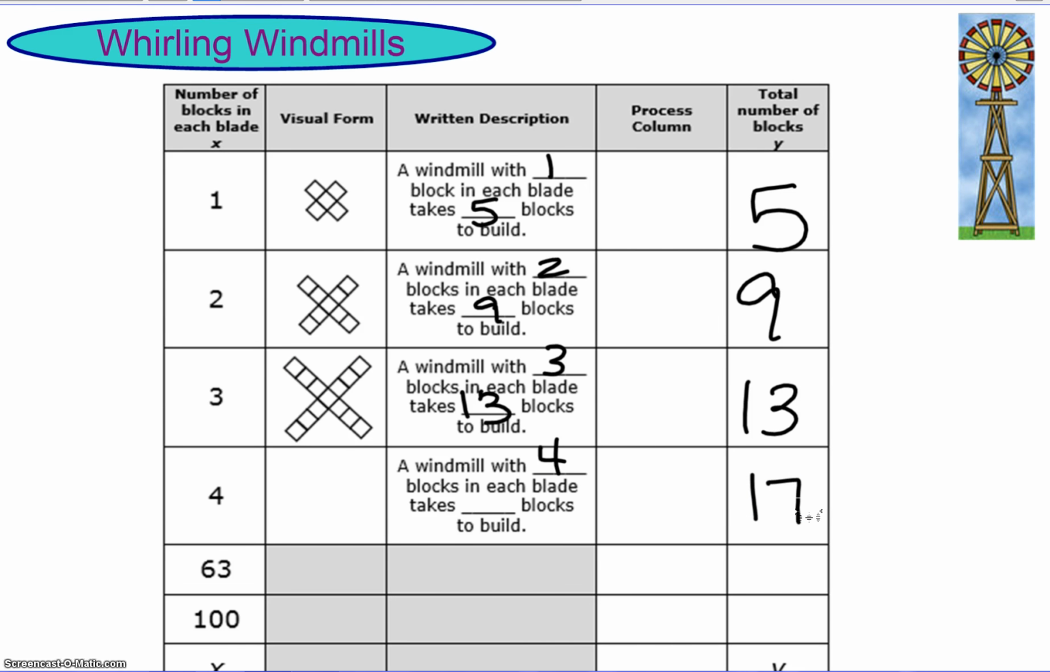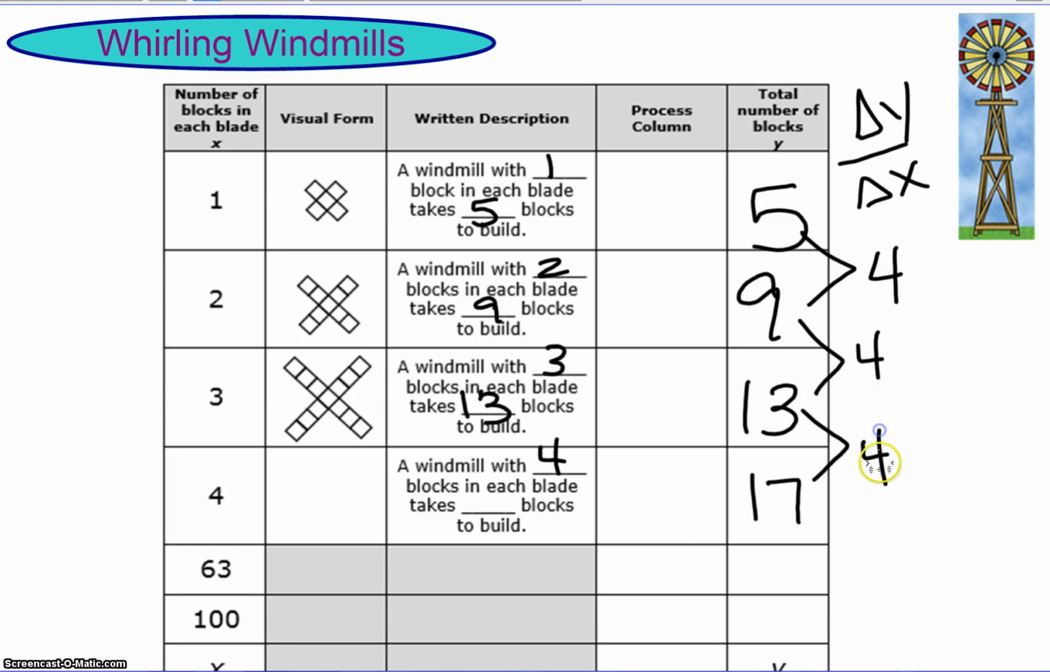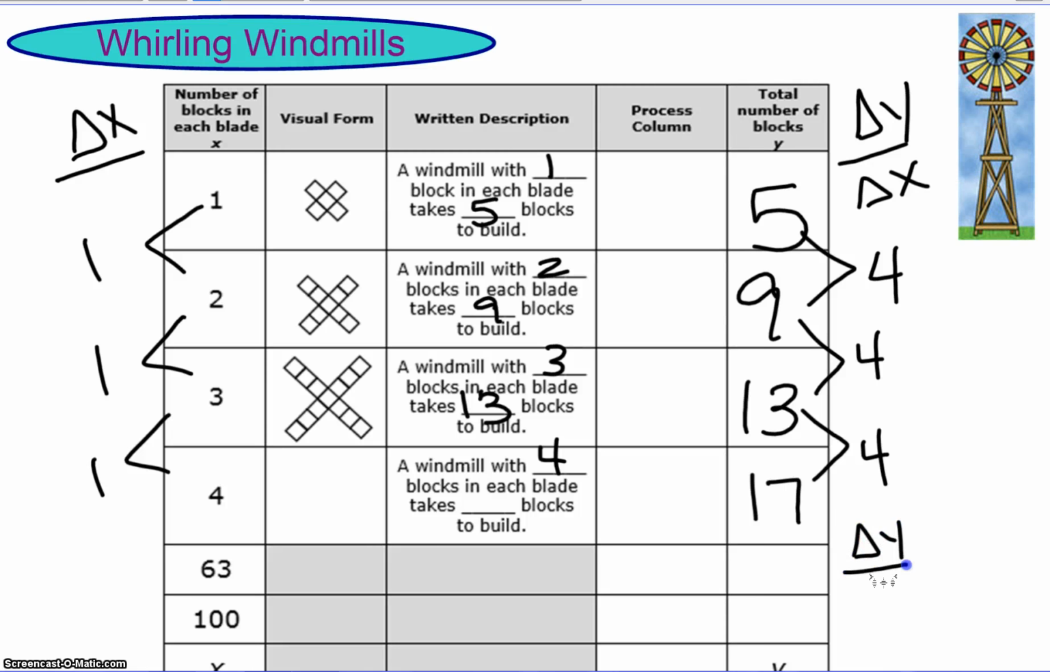So if you remember from the cycling examples, in order to find out what your process is, you first start by finding the rate of change, or change in y divided by change in x. So our change in y is 4 all the way down, and our change in x is 1. So our rate of change is change in y divided by change in x, equals 4. This number right here becomes your coefficient in your equation.